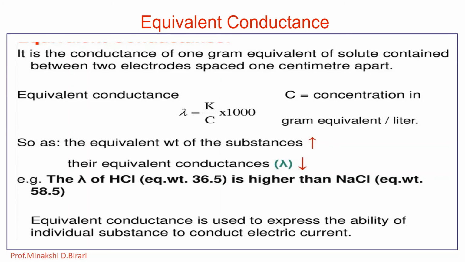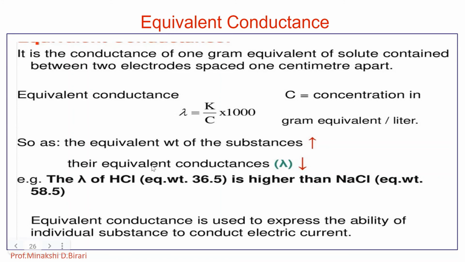If C is concentration of solution in gram equivalent per liter, then concentration per cubic centimeter is equal to C divided by 1000, and volume containing 1 equivalent of solute is 1000 divided by C. Therefore, lambda is equal to K into 1000 divided by C, where C is concentration in gram equivalent per liter.